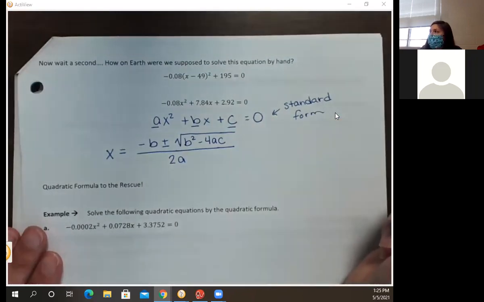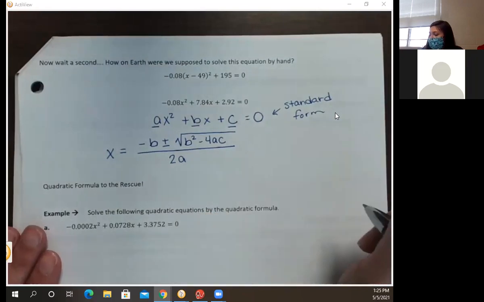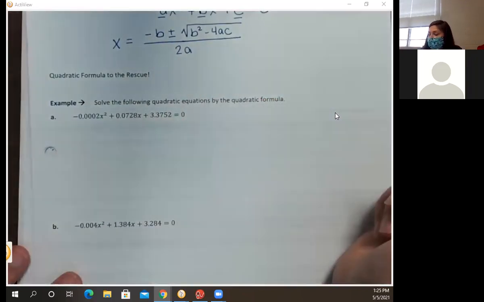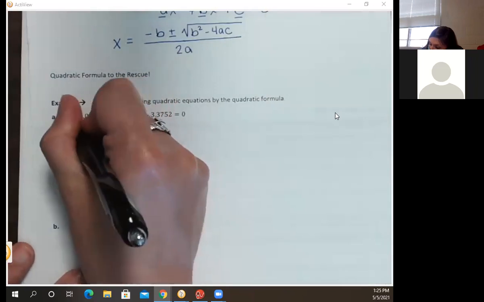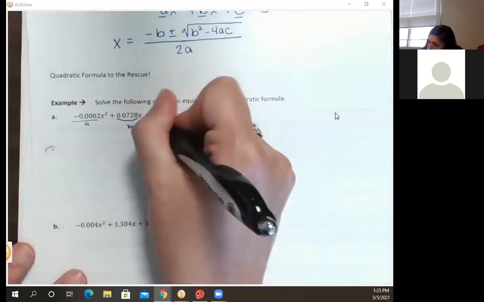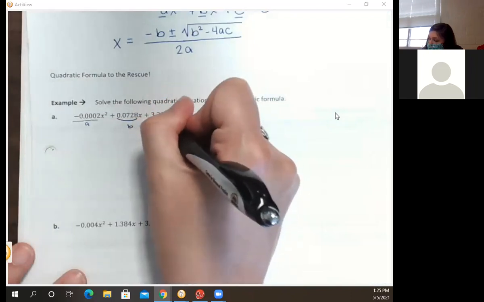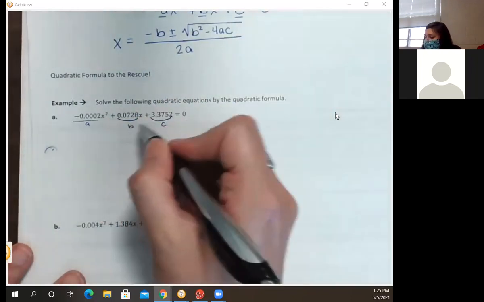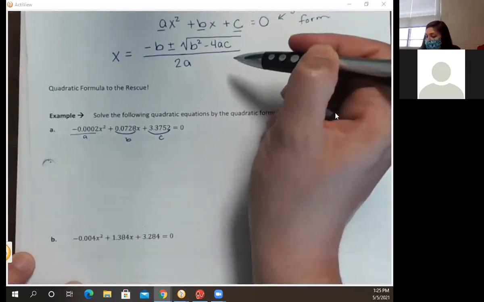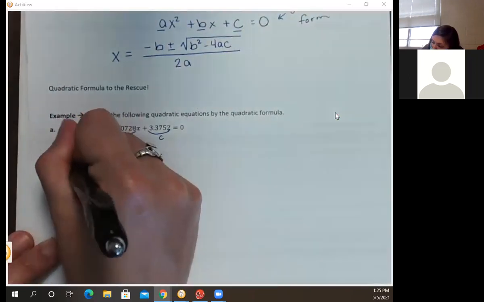So let's take a look at this in action with one of our problems. So here's standard form for another of those problems that we just looked at, another of those equations from our home run example. So here's A, here's B, and here's C. I'm going to take these numbers and plug them into quadratic formula.